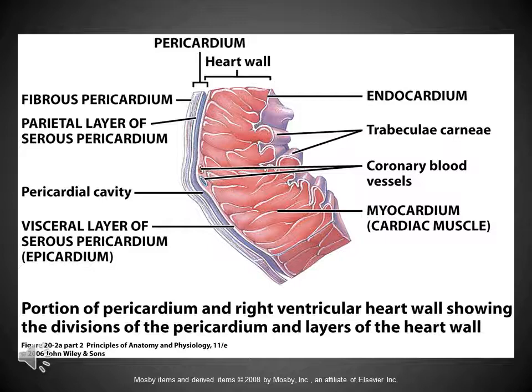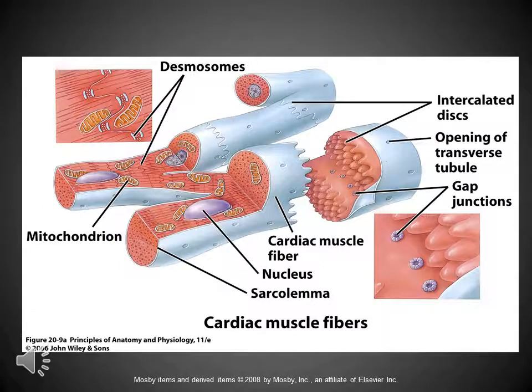This should show you, in one of the clinical applications for this chapter, when we start talking about cardiac tamponade, how that pericardial cavity could fill with fluid or blood and become a real detriment to cardiac function. We also need to mention here, and if you don't remember this, go back to the chapter on muscle tissue, that cardiac muscle is different than skeletal muscle and smooth muscle.